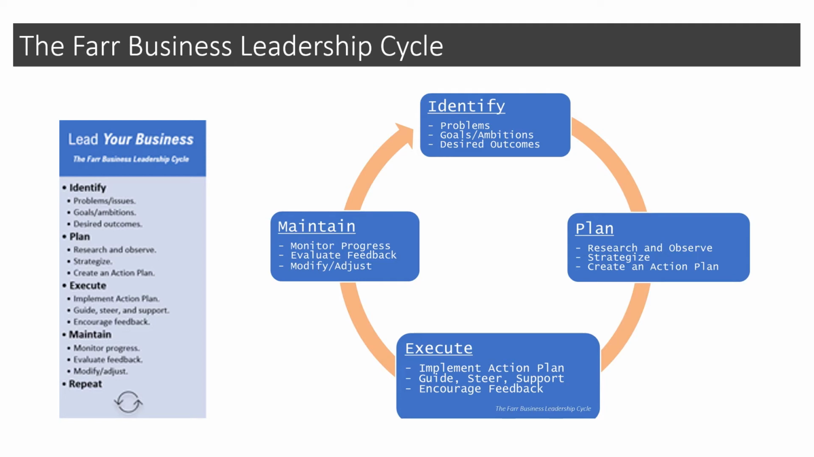Back up to execution, encourage feedback. Well, Joe on the front line found a huge problem. During maintenance, point number four, we evaluated his feedback and now we need to adjust. And then it all starts over. The unofficial point number five is repeat: identify, plan, execute, maintain, modify, repeat. This cycle can be used as many times as you need, on the same problem or on ten different problems. Each time you use it, you're going to get a more refined product.